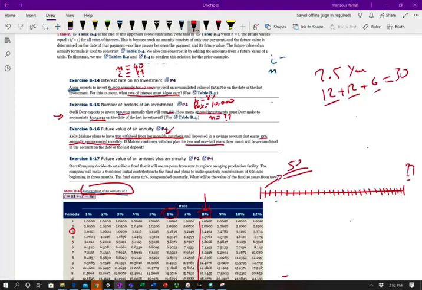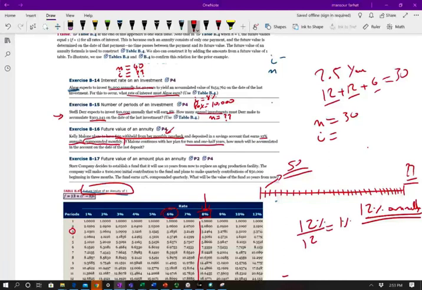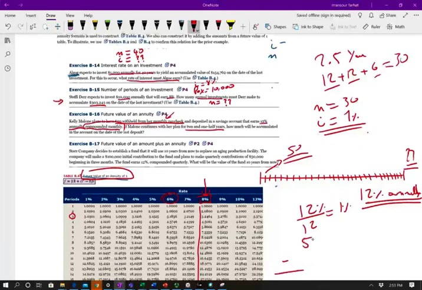How much would that investment be worth at the end if she can earn 12%? Remember, this is annual, but the deposit is monthly. So we know N equals 30. What is I equal to? We have to be careful. It's compounded monthly. We have to convert the 12% divided by 12, because we have 12 months in a year, so I equals 1%. So when we go to the table, we're going to take the $50 times the factor for N equals 30, I equals 1%.